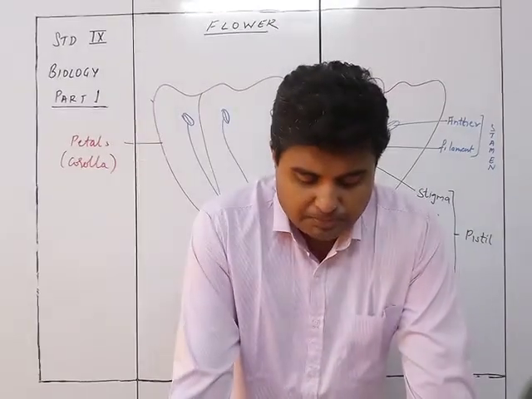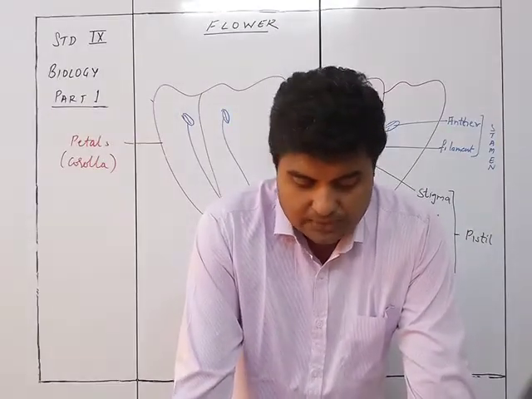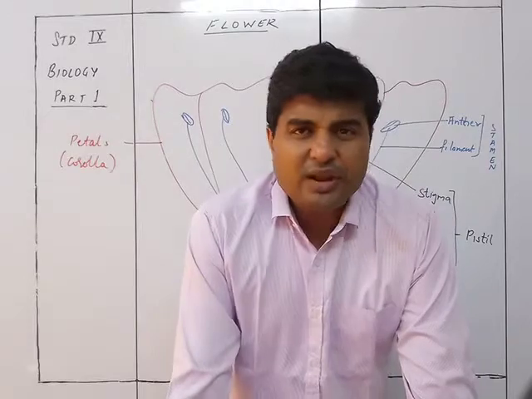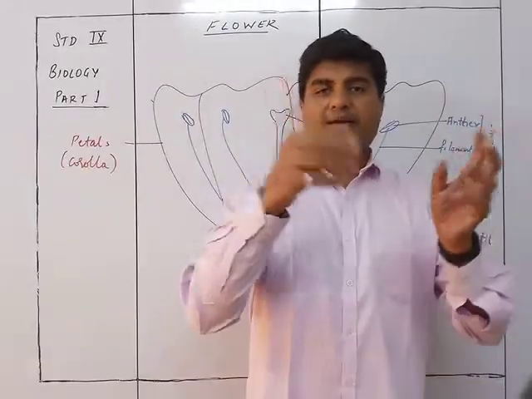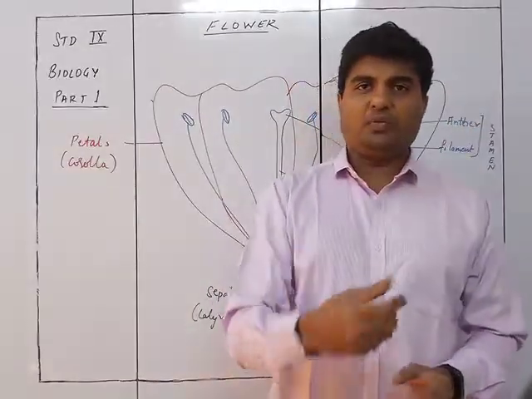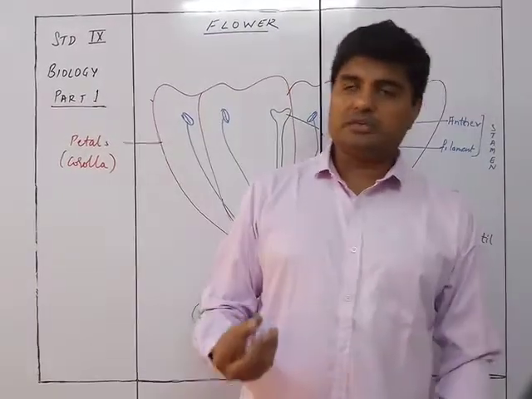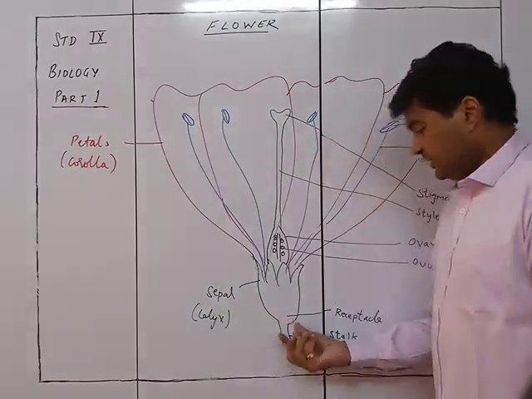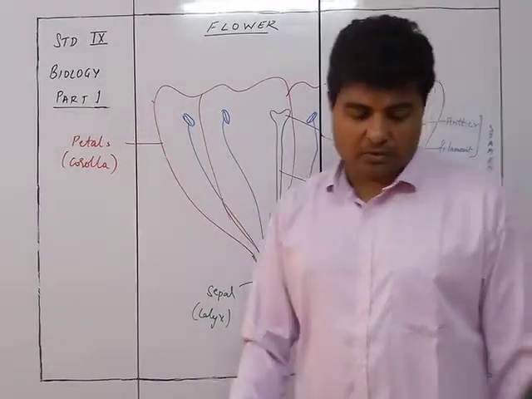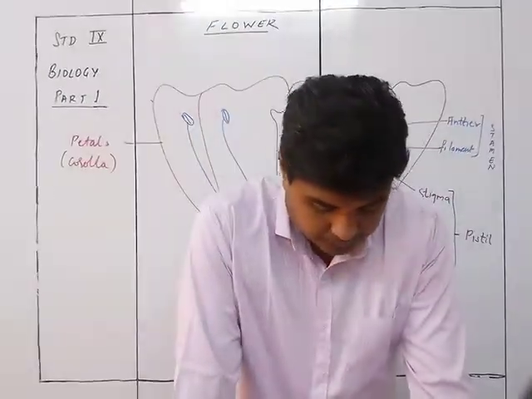Some flowers may be without stalk, like the sisal flower. Sisal flower doesn't have a stalk. It directly is there on the branch, directly over the petals. So it doesn't have a separate receptacle, the stalk. It directly is there on the stem.